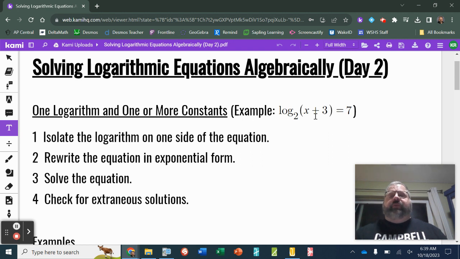The steps for doing this are: number one, isolate the logarithm on one side of the equation. That means all I should have on one side of the equation is the logarithm. Everything else needs to be on the other side. Once I've completed that, then I'll rewrite the equation in exponential form. As soon as that is done, I will solve that equation. Sometimes it's just as simple as evaluating. And then, of course, like all logarithmic equations, we should always check for extraneous solutions.